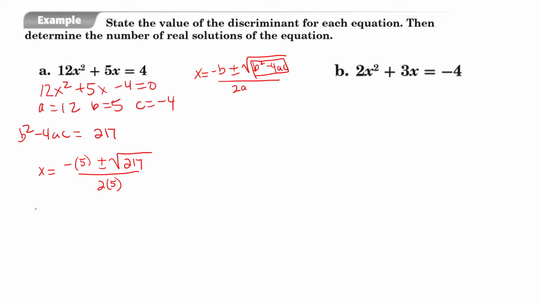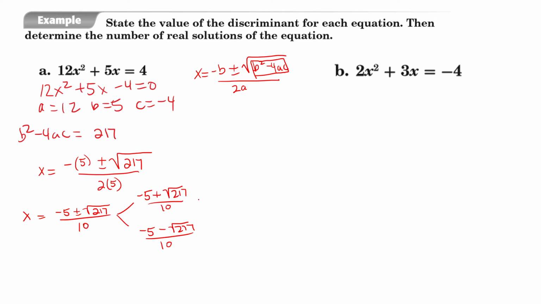So we're going to go back to this, and we want to say that x equals, we're going to clean this up, and we drop the parentheses, negative 5 plus or minus the square root of 217 over 2 times 5 would be 10. Sometimes, and for some teachers, this is a good answer. It depends on what they want. You need to understand that this is 2 answers. Negative 5 plus the square root of 217 over 10, and negative 5 minus the square root of 217 over 10.